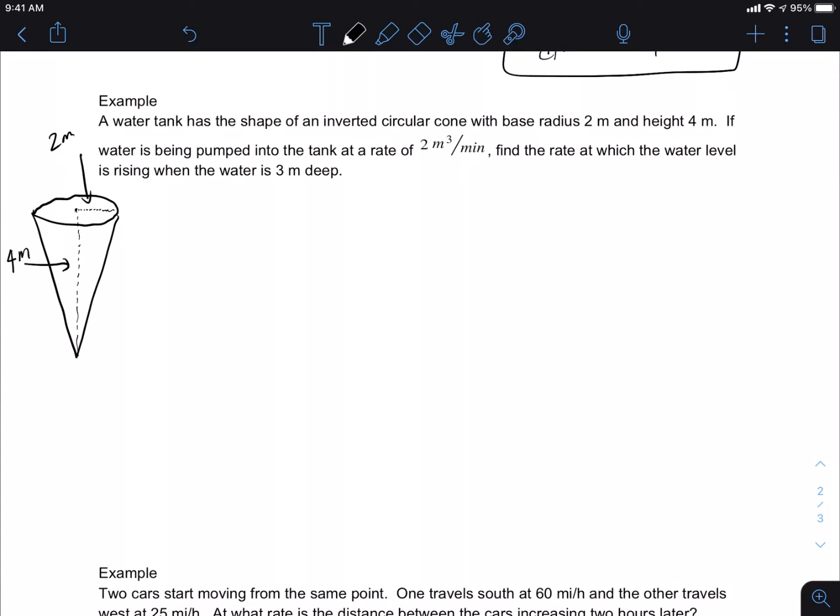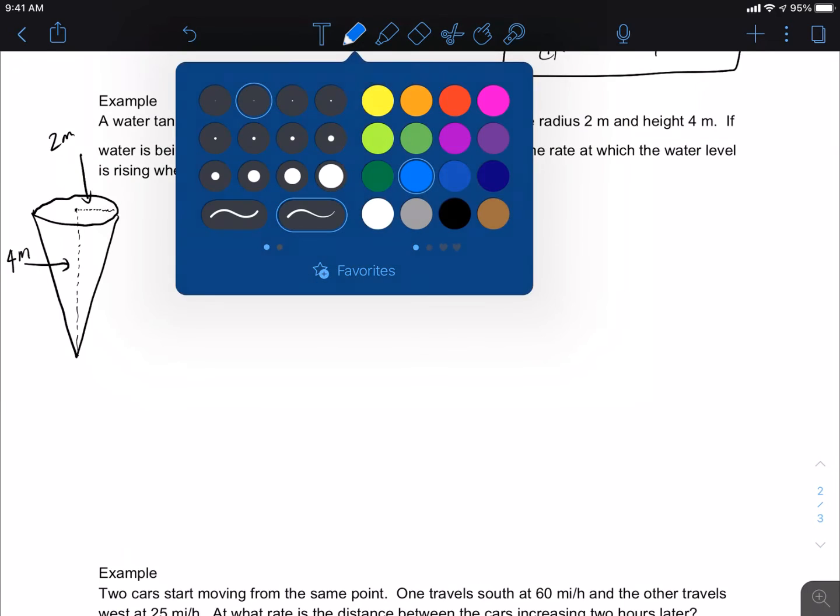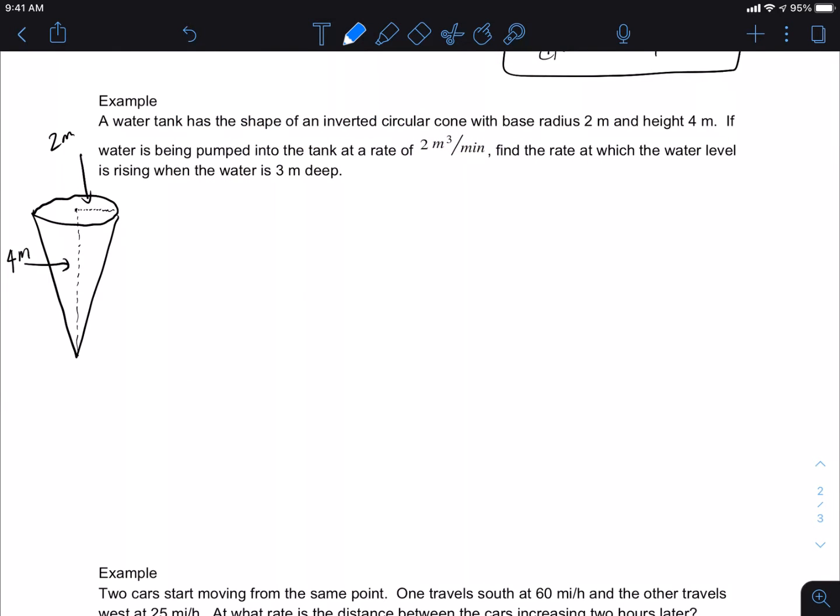Okay, if the water is being pumped into the tank at a rate of 2 meters cubed per minute, find the rate at which the water level is rising when the depth of the water is 3 meters. So I'm going to do this in a color. It's water. So let's say that this is the water, right? And it's going to be at a height of 3 meters. So let's say this is 3 meters. Okay?